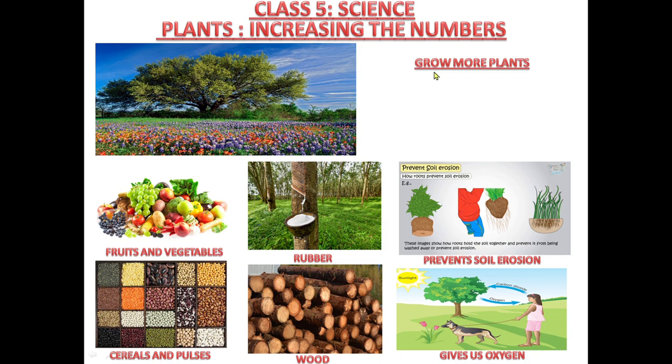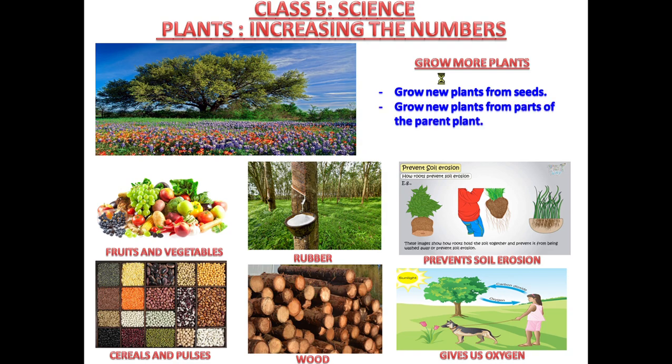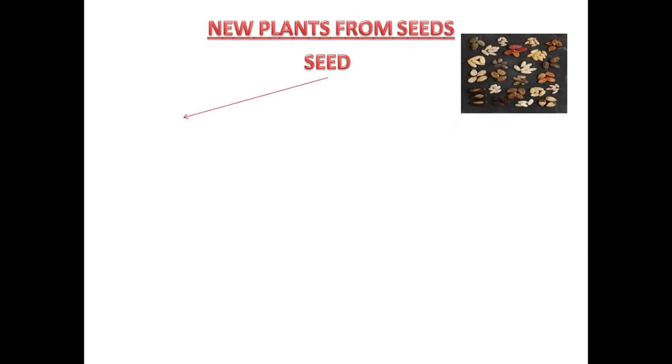Now, how can we grow more plants? See children, plants produce seeds so that we can grow new plants from seeds. And the second option to grow new plants is from parts of the parent plant. So here we will learn how to grow new plants from seeds. For the same, see the picture of seeds. These are different types of seeds which can grow into new plants. Now let us learn the types of seeds.